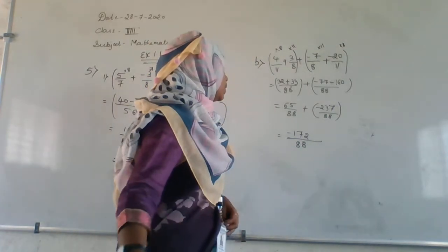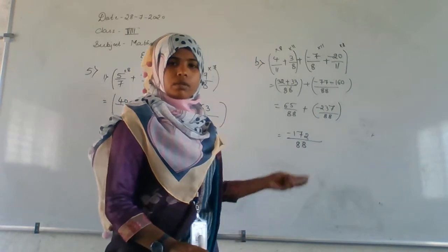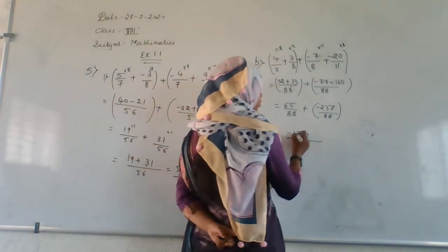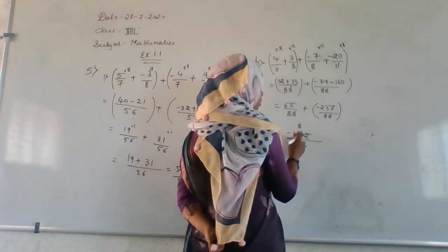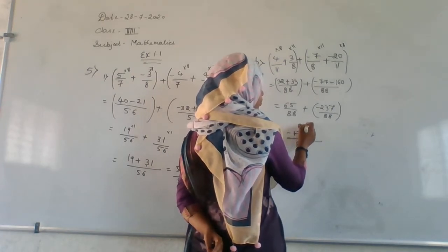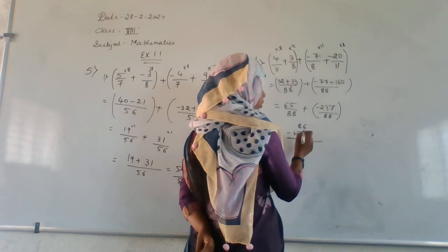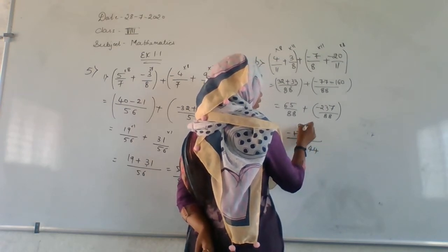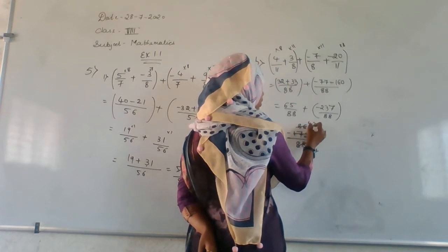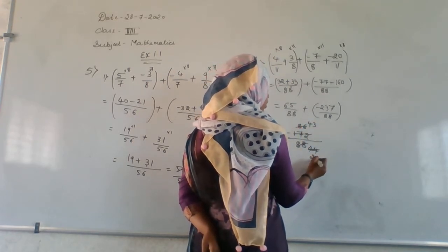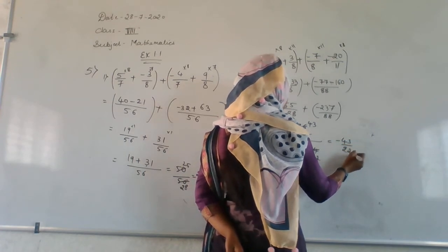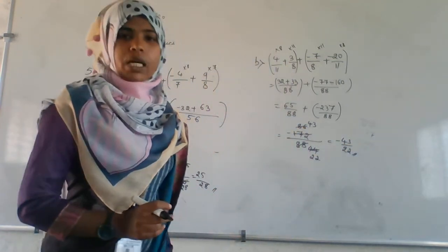Here also you can simplify by cancelling, whichever table they come in. For example, 2 8s are 16, 2 6s are 12, and here 44, and again simplify: 2 4s are, 2 3s are, and 2 2s are. The answer will be minus 43 divided by 22.